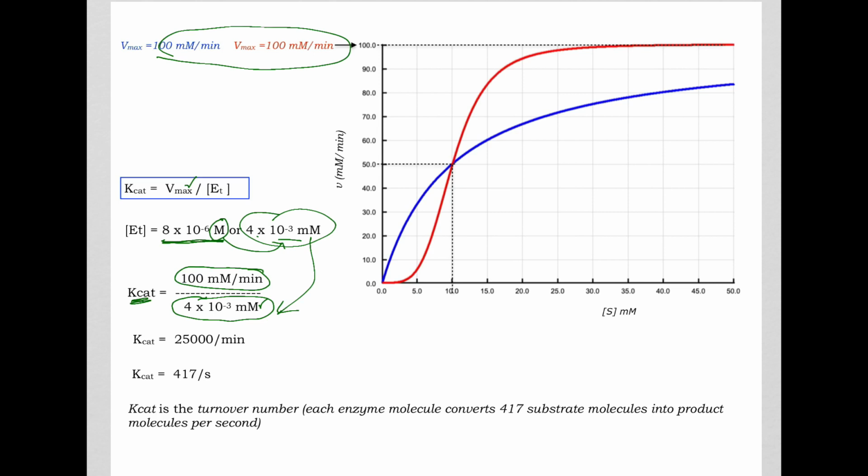Divide the two and we get a Kcat of about 25,000 per minute, or we can express it per second by dividing it by 60. So that comes out to be 417 per second. This Kcat is called the turnover number. It basically says that each enzyme molecule, in this example, converts 417 substrate molecules into product molecules per second. So this is called the turnover number.